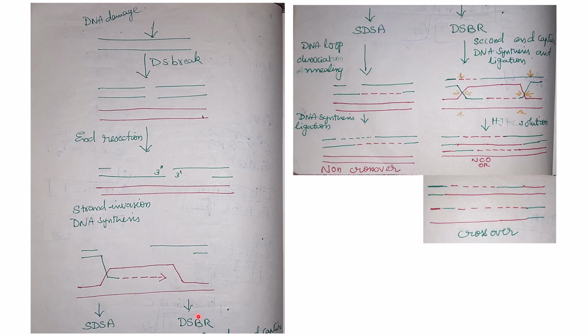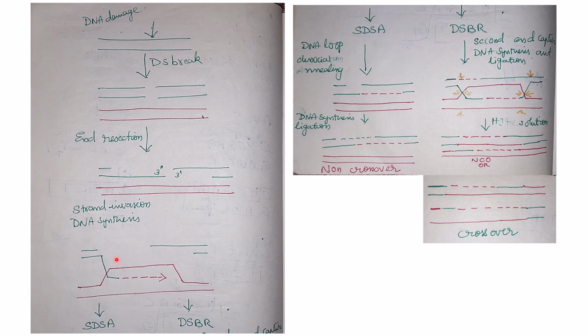Now what is happening in double strand break repair? Here also the same steps are taking place: double strand break, end resection, strand invasion, DNA synthesis. Now here one 3' end of the DNA invades the homologous DNA duplex, displacing one strand and forming the D loop.